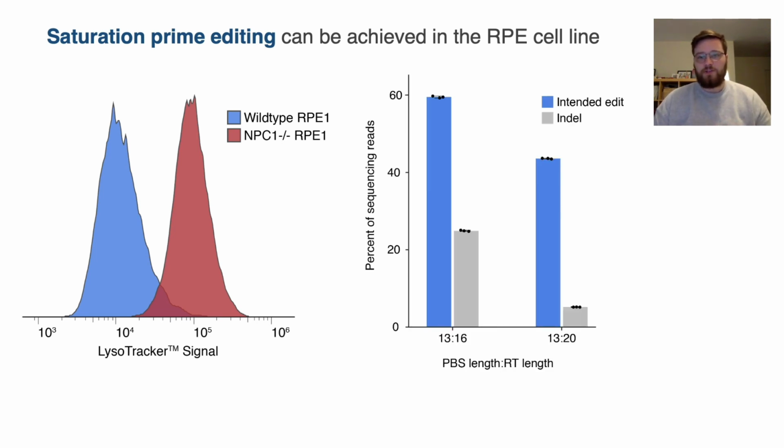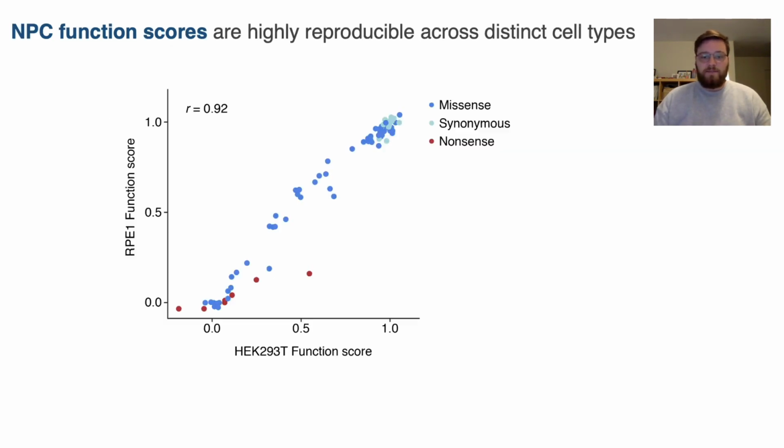Another question was how efficiently we were going to get prime editing to work in these cell lines. We took 2 of our verified libraries from the HEK293T cells, delivered those to these RPE cells. What you can see is that you get very robust editing efficiencies. So we delivered these libraries, did the exact same experimental protocol we would do with the HEK293T cells, sorted the population, sequenced them, derived the function score, and classified them.